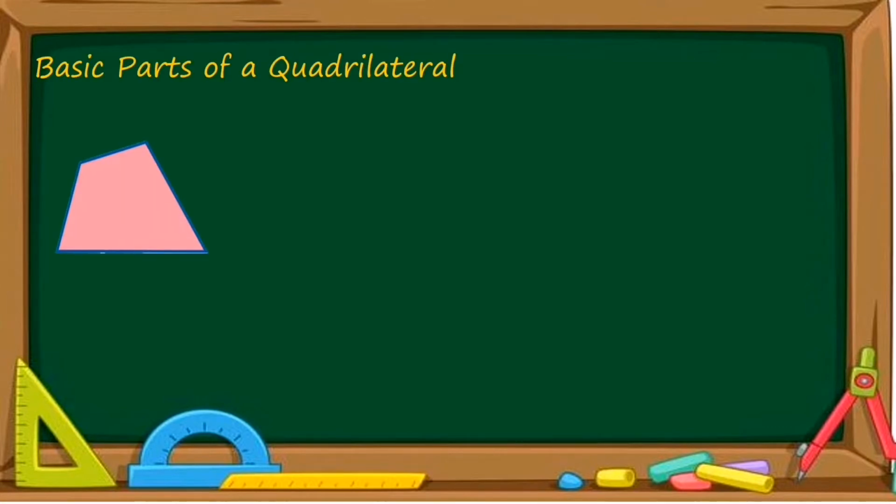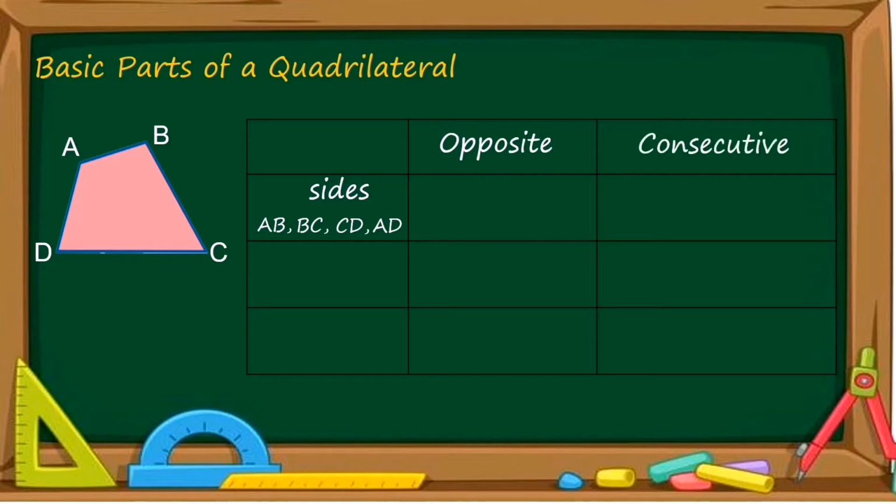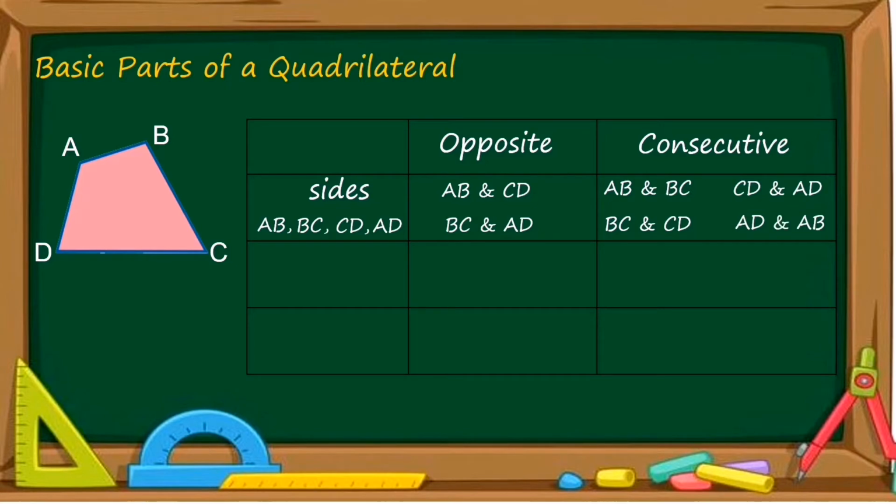Let us use quadrilateral A, B, C, and D. The basic parts include the sides. The sides are AB, BC, CD, and AD. Let us categorize them as opposite sides and consecutive sides. The opposite sides are AB and CD, BC and AD. Next, the consecutive sides, we have AB and BC, BC and CD, CD and AD, and last AD and AB.